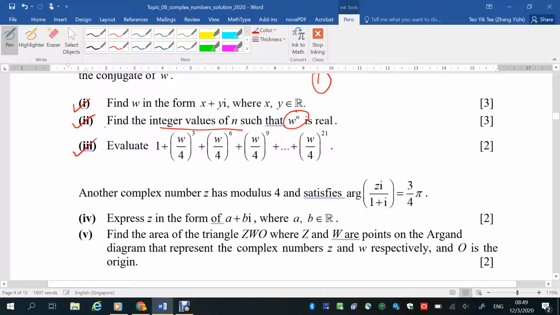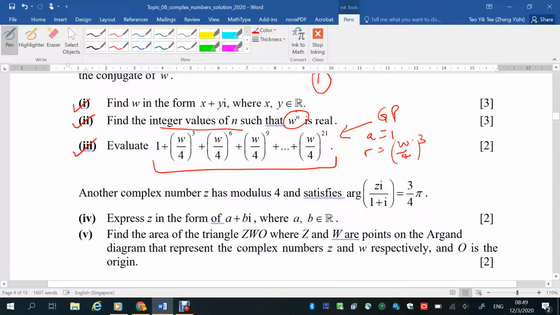Part 3, the question expands some more. You need to find the expansion of this, or the result of this expansion. So what you have is w/4 to the power 3, w/4 to the power 6. From here you need to realize that this actually is a GP. First term is 1. Common ratio is (w/4) to the power of 3. And you need to find the sum of this.